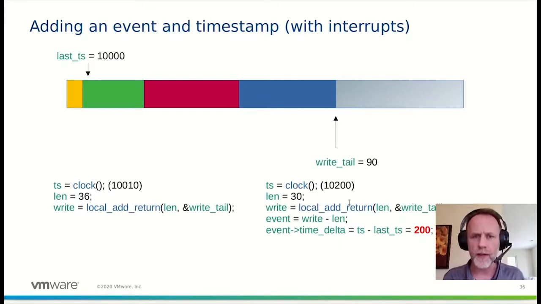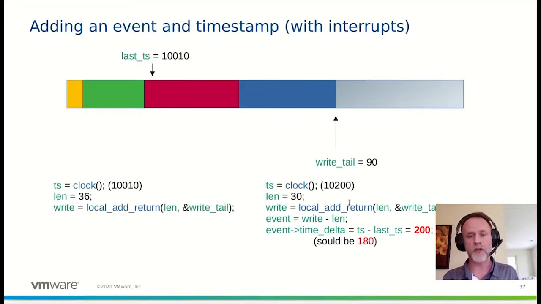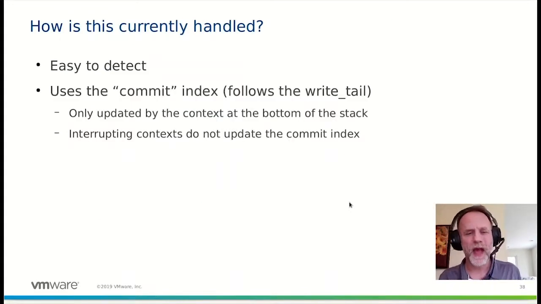But that's wrong. It's doing a delta from an event that was two ahead of it, not the one in front of it, the one that we are writing to. It's actually calculating the event before that. And if the delta was a lot more, it'll be much more off. When it really should be 190, I have a typo in there. Should be 190. So how do we handle this now, before the fix?